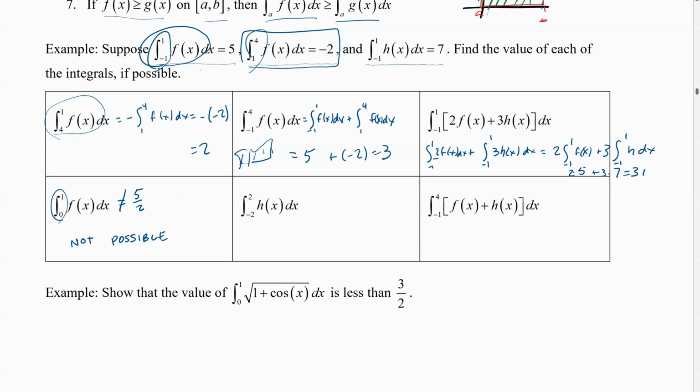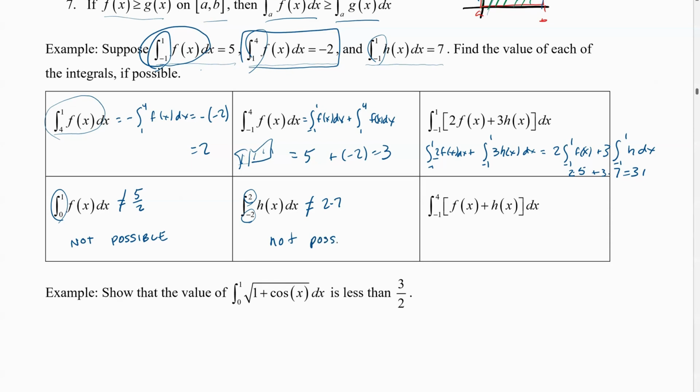Same thing here. You might be tempted to say if it goes from -2 to 2, which is twice as big as the interval from -1 to 1, you might be tempted to say it's 2 times 7, but that one would also be wrong. We don't know what's going on less than -1. We don't know what's going on as x goes greater than 1. So this is also not possible.